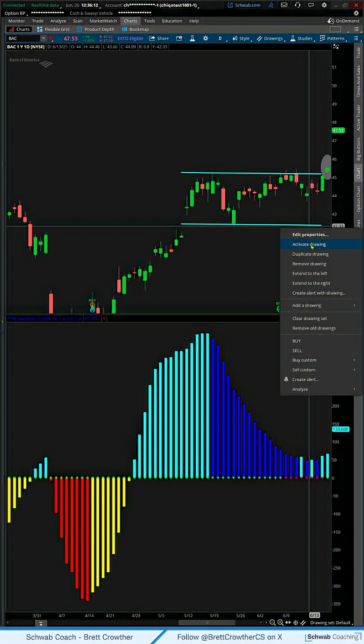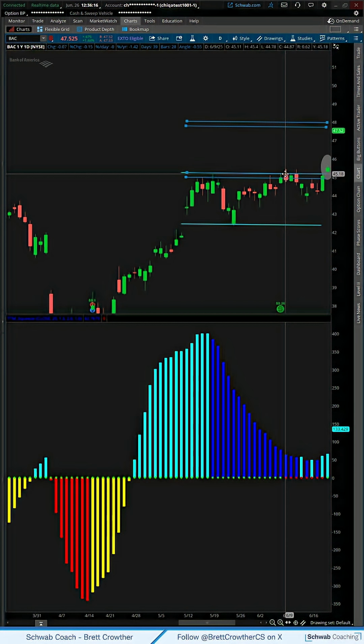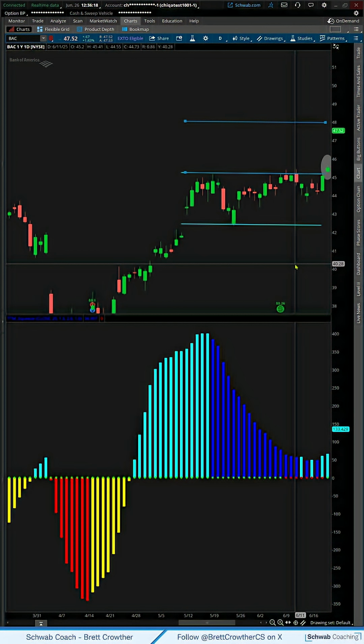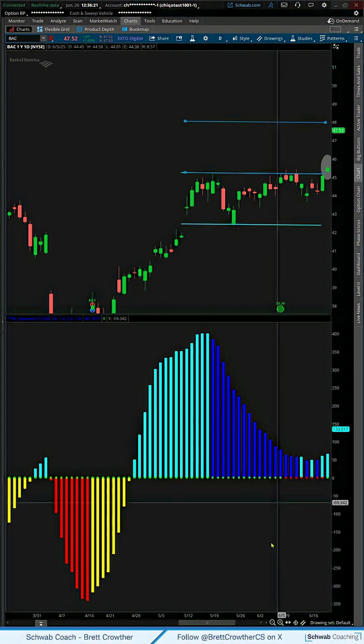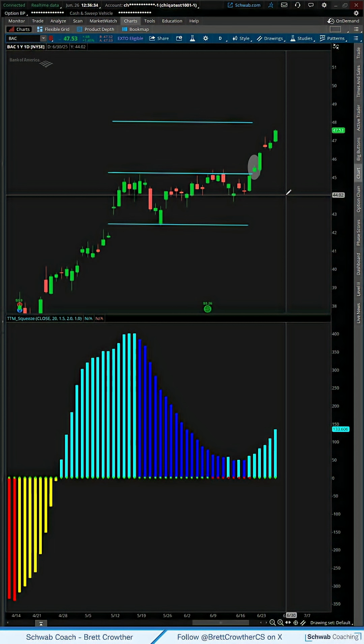Once again, a potential target could be the distance of the channel itself. It's pretty standard technical analysis, right? When you get a consolidation breakout, that could be a target with a stop down below a support level somewhere, an ATR, 3%, 1%, whatever one might look to do. And you can see it's potentially running up to that target. So there are different ways to look at this.